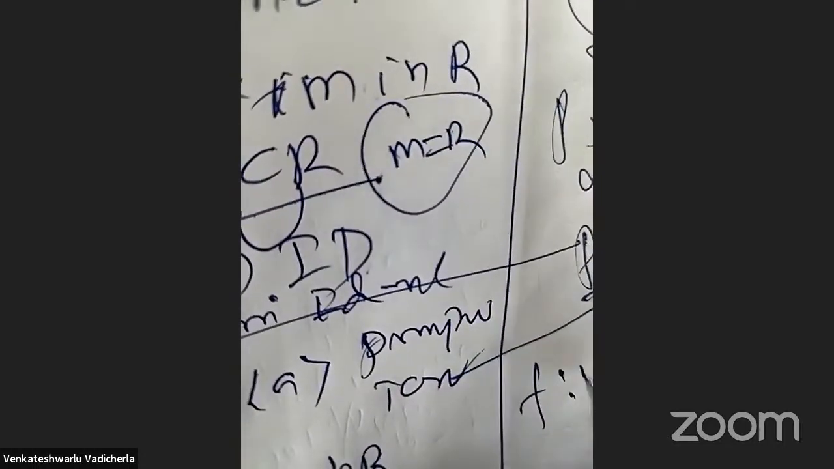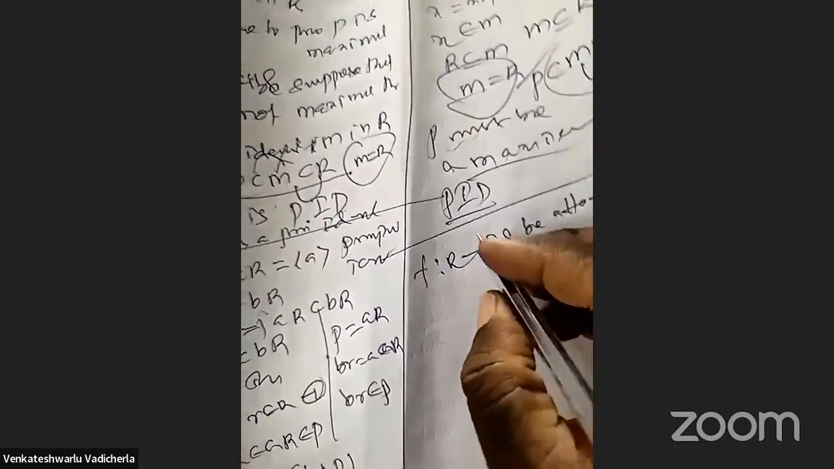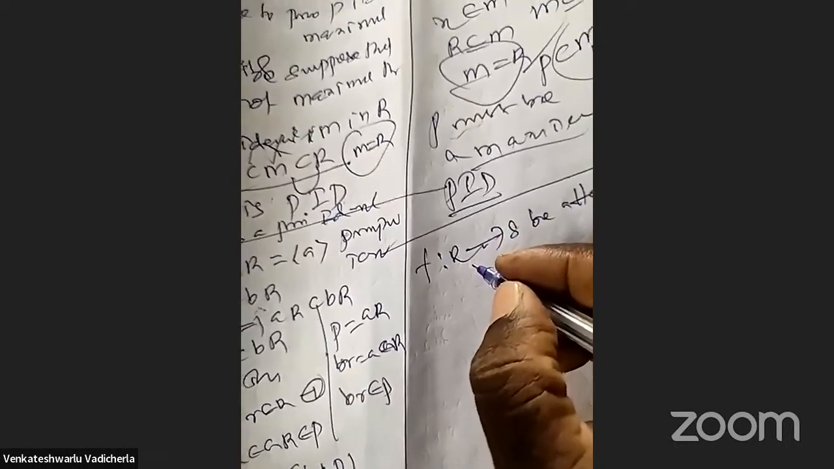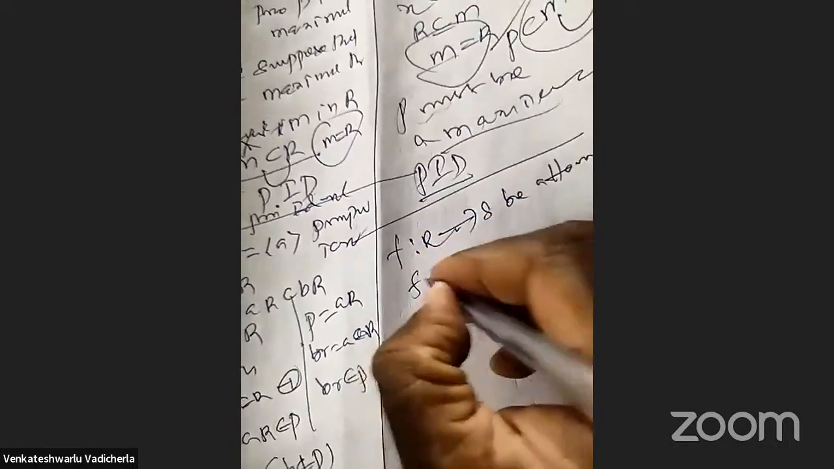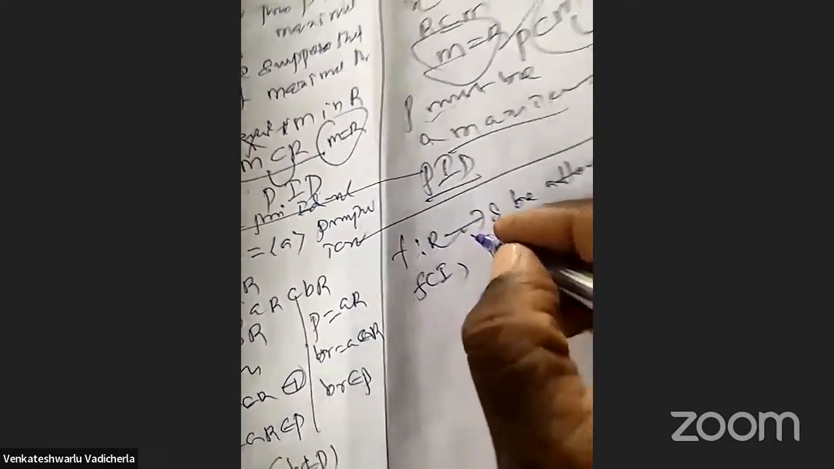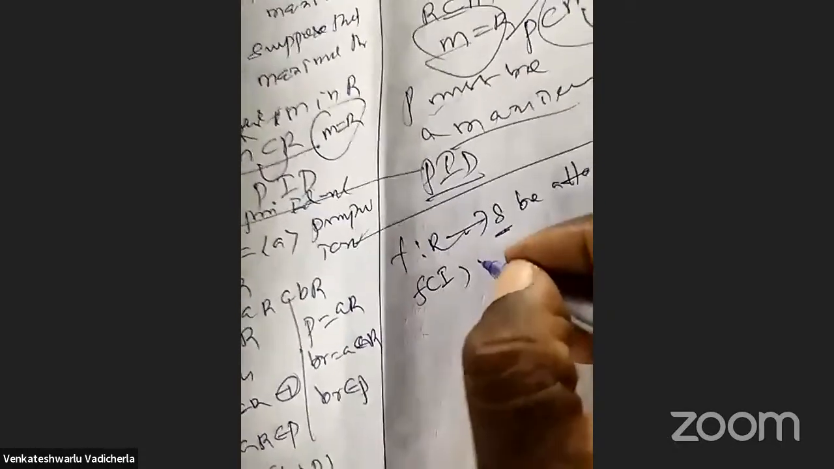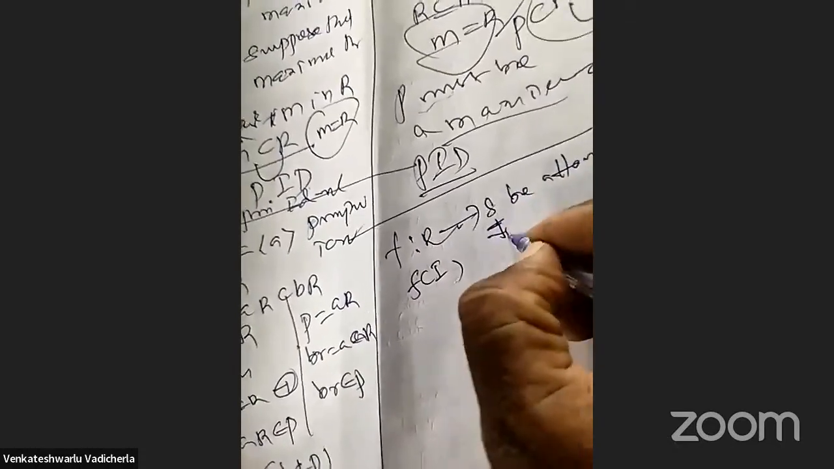So this is the topic. Let f be a mapping from R to S, a homomorphism of rings. For any ideal I of R, the ideal in S generated by f of I is called the extension of I. S is generated by f of I, and it is called the extension of I.